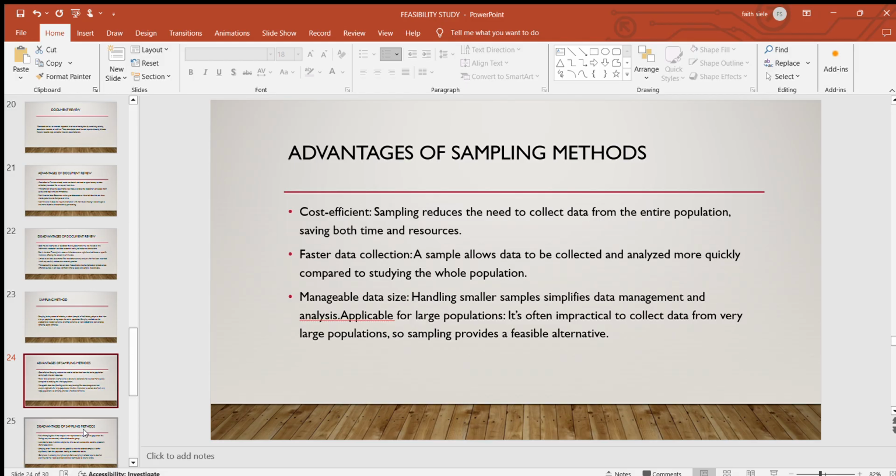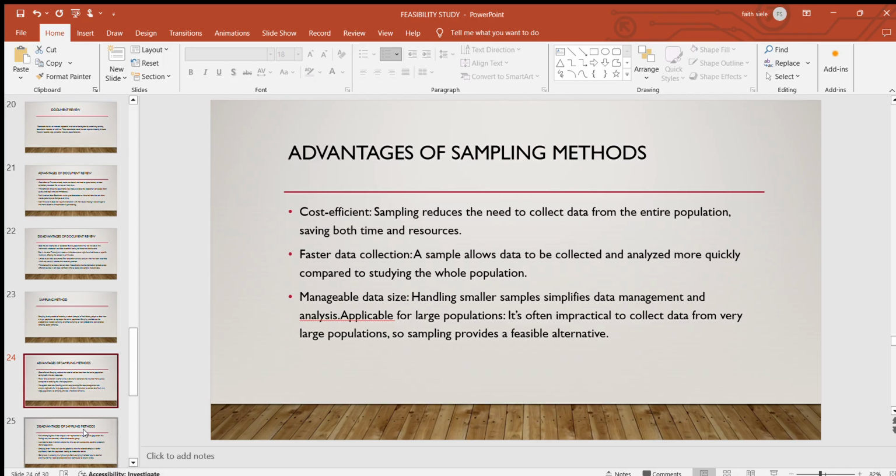So there are advantages of using sampling method. Number one, it is very cost efficient, whereby sampling reduces the need to collect data from the entire population. Therefore, this may bring about saving both time and resources. Number two, it leads to faster data collection.